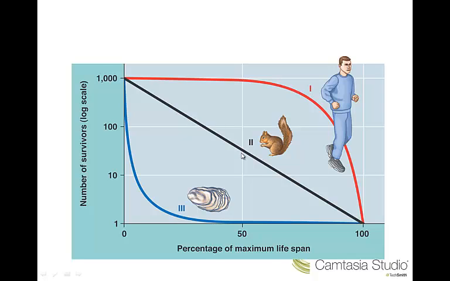And the 3rd type of survivorship curve here shows an oyster. There are many of these at the beginning, and they drop off rapidly. So really what you have to memorize is type 1, type 2, and type 3.